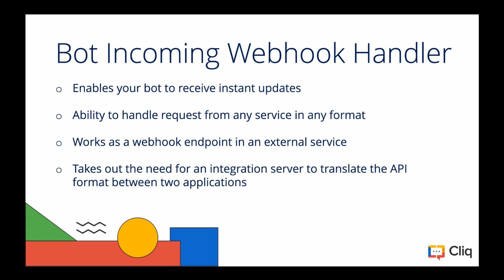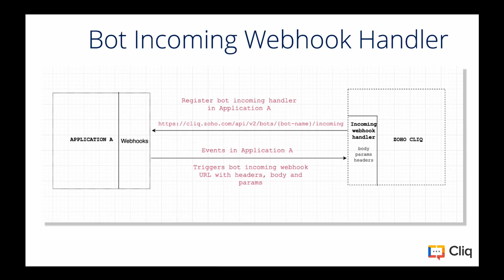In Cliq, each bot has its own incoming webhook endpoint. This bot endpoint can be configured in an external service, for example, application A here, so that the bot will receive updates as and when an event is triggered in service A via an HTTP post request. The request sent when any event update is triggered is then handled in the bot's incoming webhook handler, along with the body, headers, and param attributes.